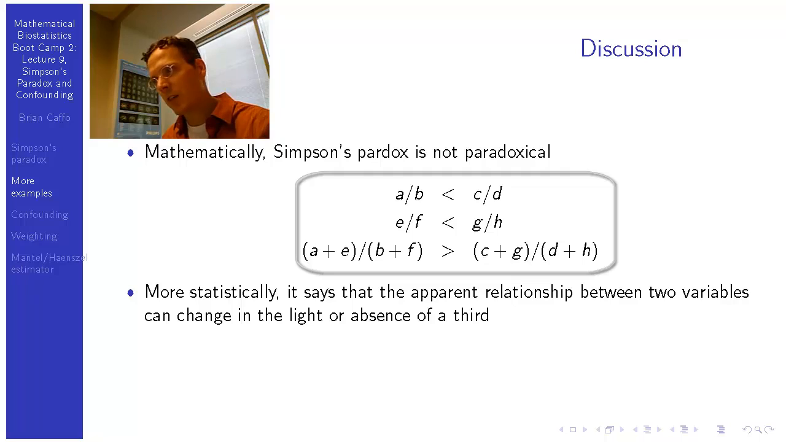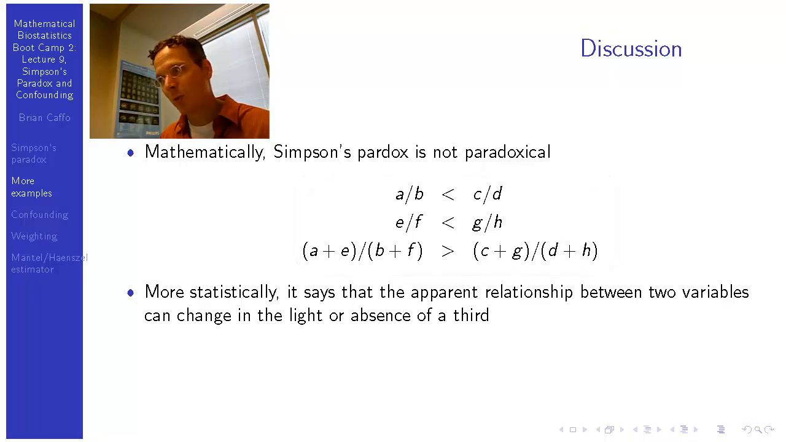It's the context that adds the paradox, and just from a statistical standpoint, it says the apparent relationship between two variables can change in the light or absence of a third, which again doesn't sound that paradoxical. It's only when we conflate the probabilistic statements and the evidence associated with them vis-a-vis the data with the causal statements, right? So the problem is we're going to try and get at the cause, the truth, by virtue of the probabilistic statements and the associations obtained from the data. But that's quite a hard thing.